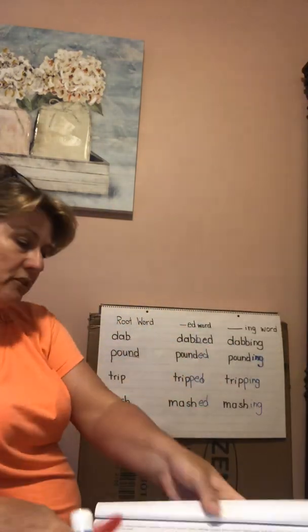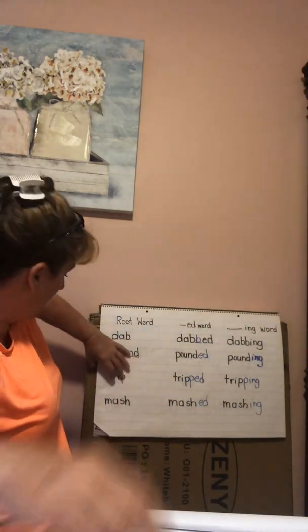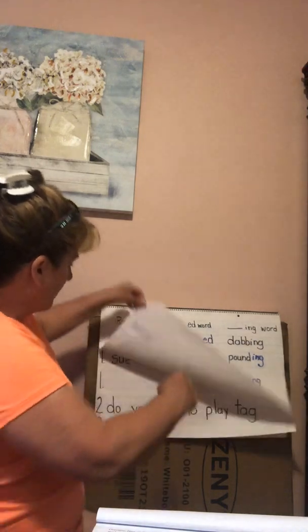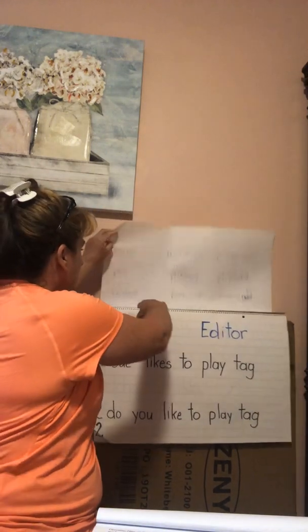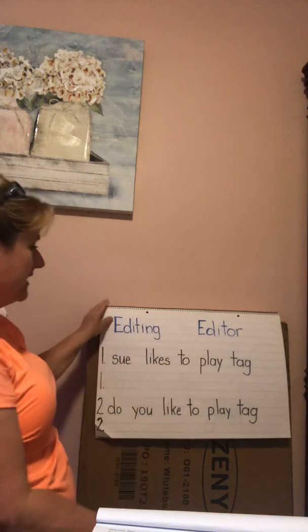Page 5.3 is an editing page. So a few things that we've got to remember when we're editing. Remember, an editor is someone who corrects somebody's writing before it's turned into a book or a newspaper article or it's published in some way. So right now we're editing, and when you grow up, you could be an editor.